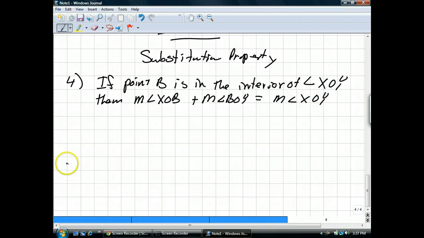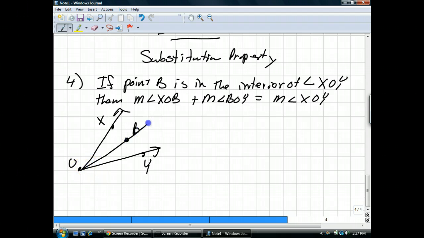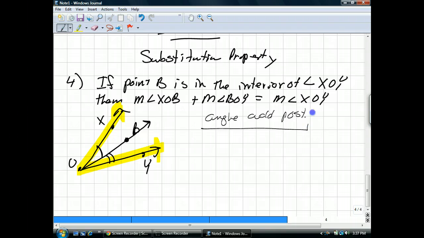Well, let's look at the picture. We have angle XOY, and B is in the interior, so we can draw this. Okay? And so what is happening here? We're taking this angle plus this angle, and we're saying it equals this whole angle. So that was an application of the angle addition postulate. So we can use postulates as reasons to do things also.